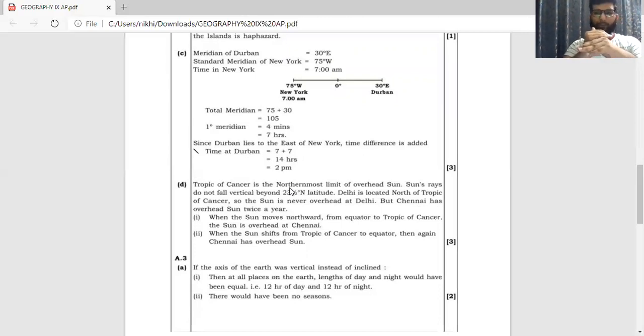But if you consider the Tropic of Cancer, just below that you have Chennai. So Chennai has an overhead sun twice a year. First, when the sun is moving northwards from the equator to the Tropic of Cancer, the sun will be overhead at Chennai. When the sun is shifting from the Tropic of Cancer back to the equator, again Chennai will be experiencing overhead sun. So if you list down these points, that's where you get 3 marks for it, right?